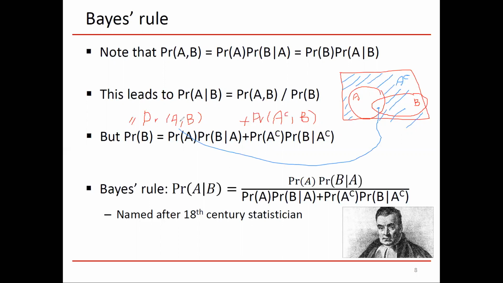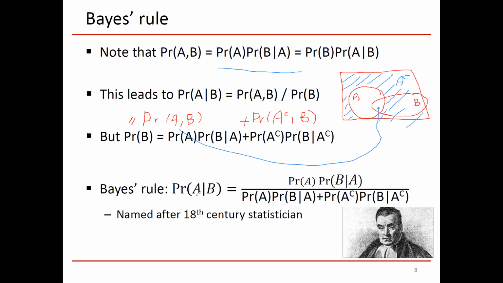Now the joint probability of A and B is the probability of A multiplied by the probability of B conditioned on A from before. And the probability of A complement occurring jointly with B is the probability of A complement multiplied by the probability of B conditioned on A complement. This leads to the following Bayes rule.